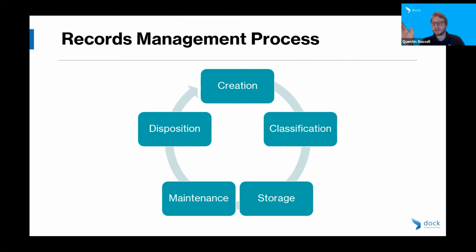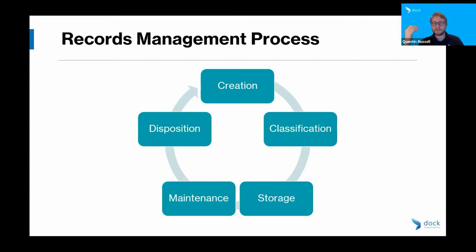So essentially, is it in active circulation? Is it being distributed? Is it being actively worked on? Once a document has been created and once it's gone through its life cycle where people have used it, and after a certain period of time, maybe 1 to 2 years, the document becomes inactive. That's when we get to the classification state.